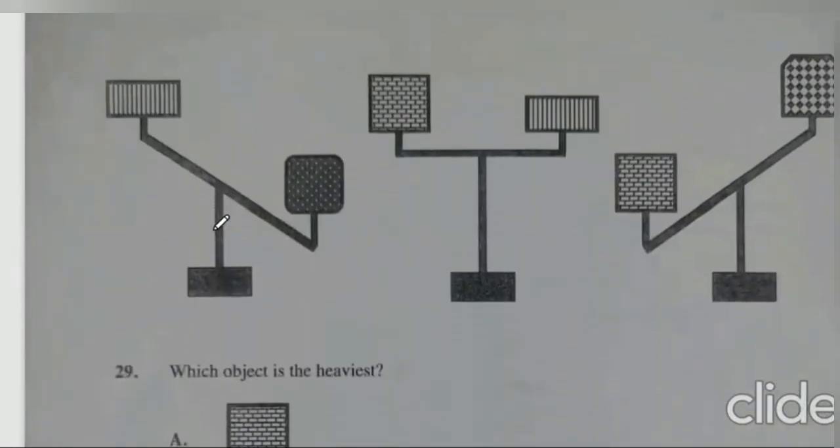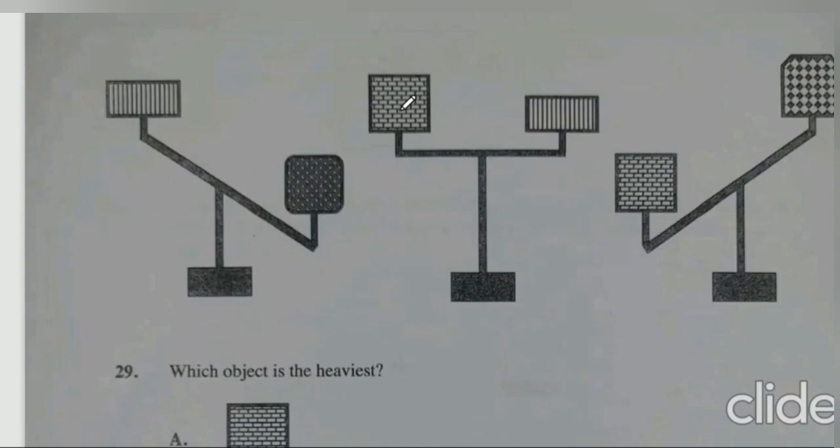Okay, observe the 3 balance scales below. Use them to answer item 29. Which object is the heaviest? All right, so let's look at this to see. So this rectangle is lighter than this dark round edge square. It's lighter, so this is heavier than the rectangle.